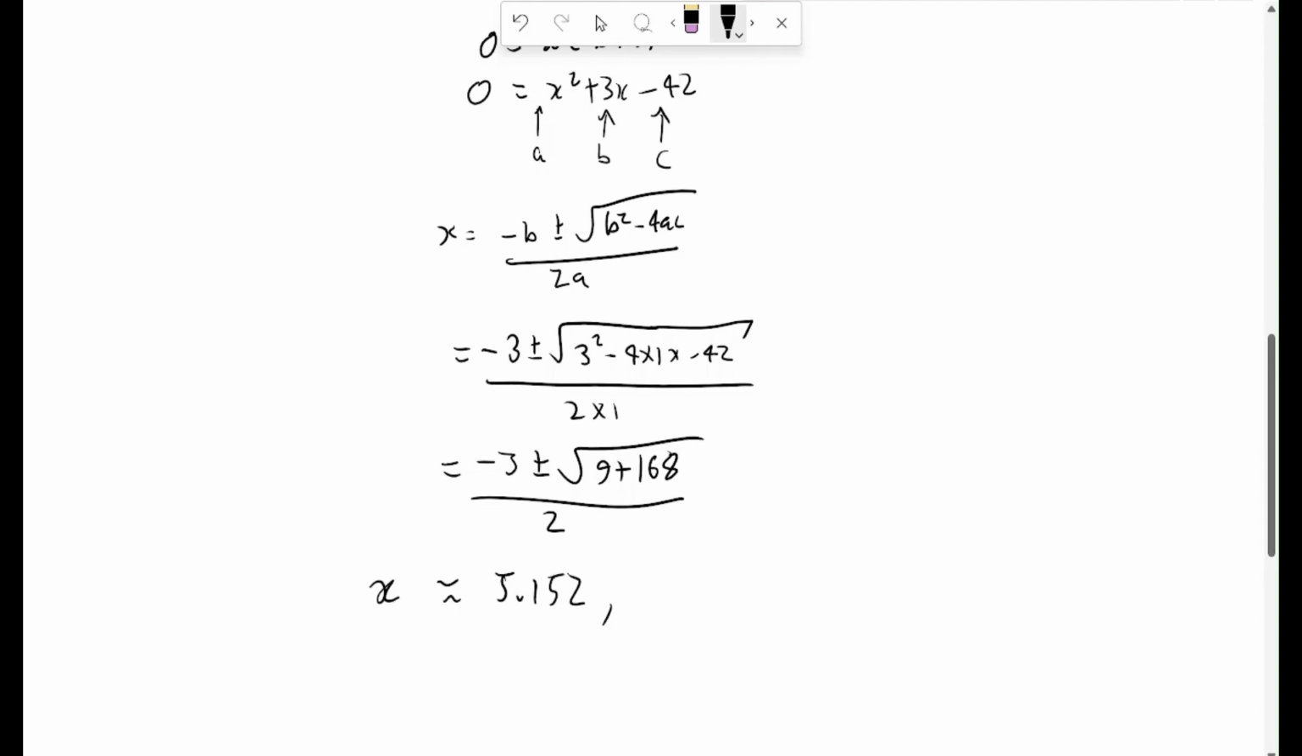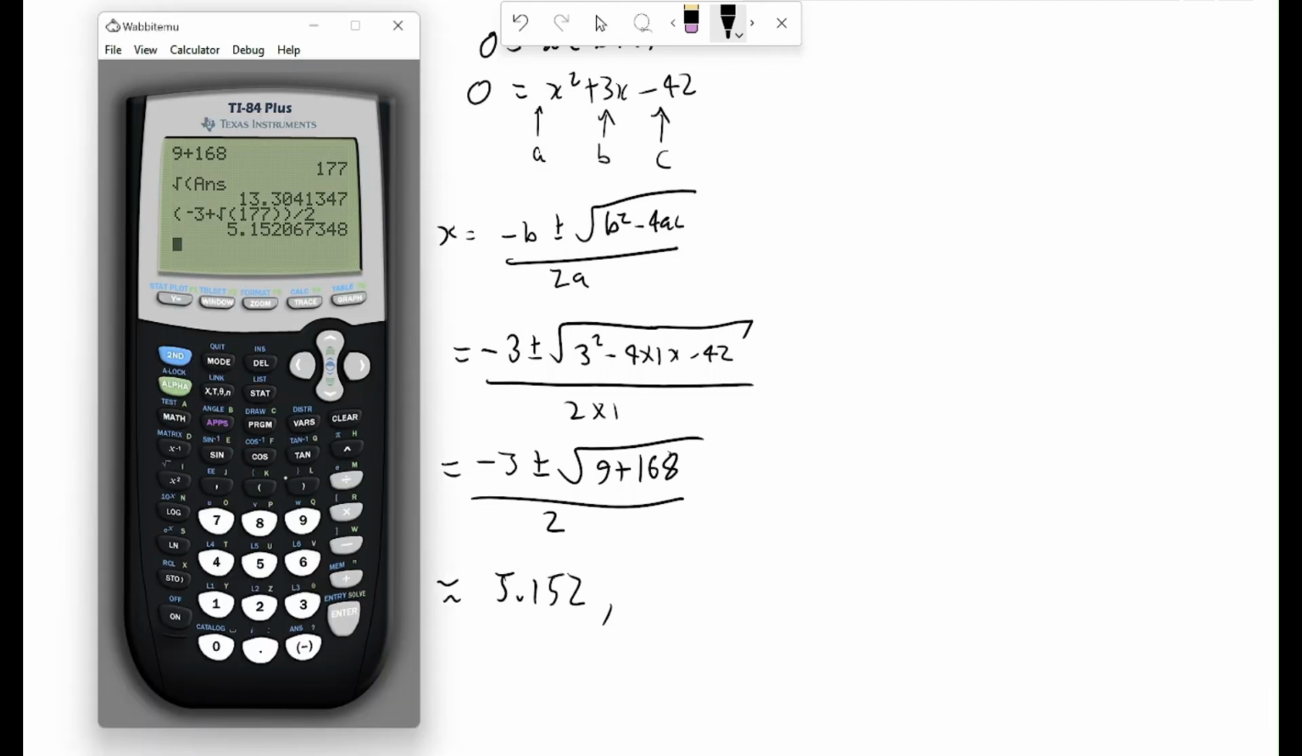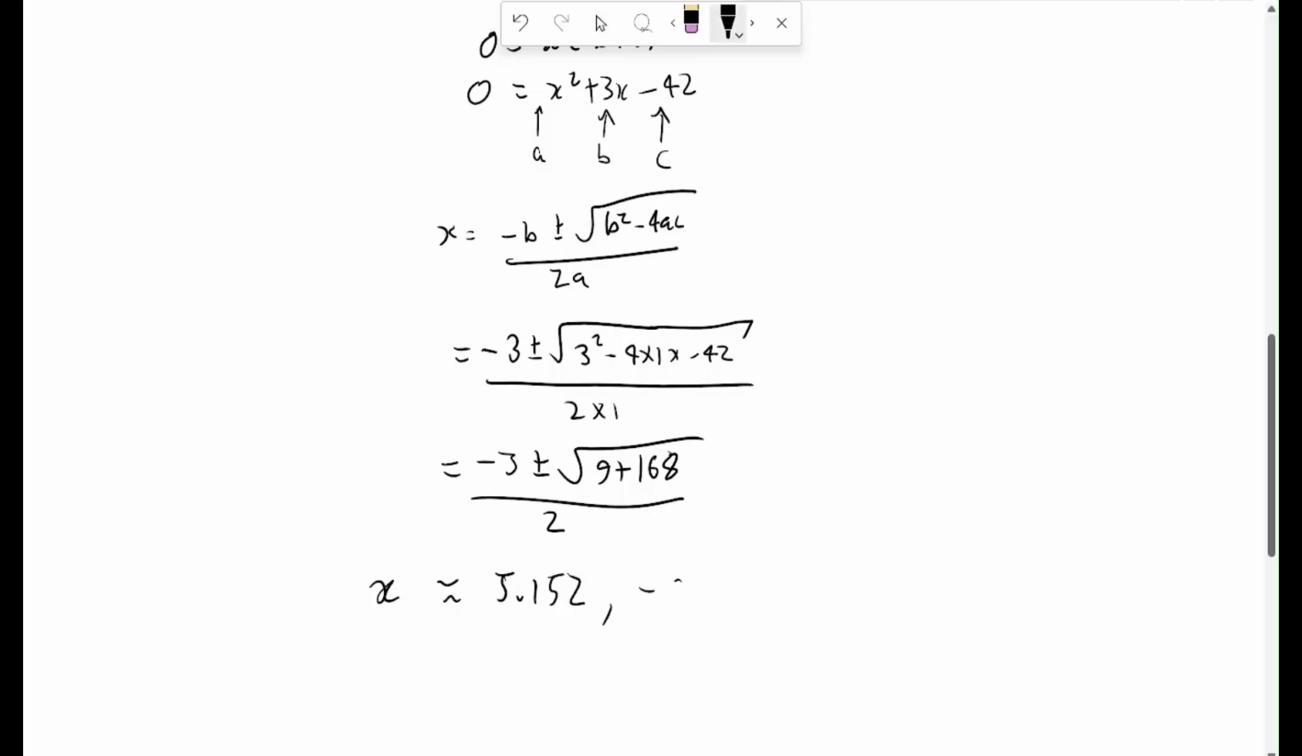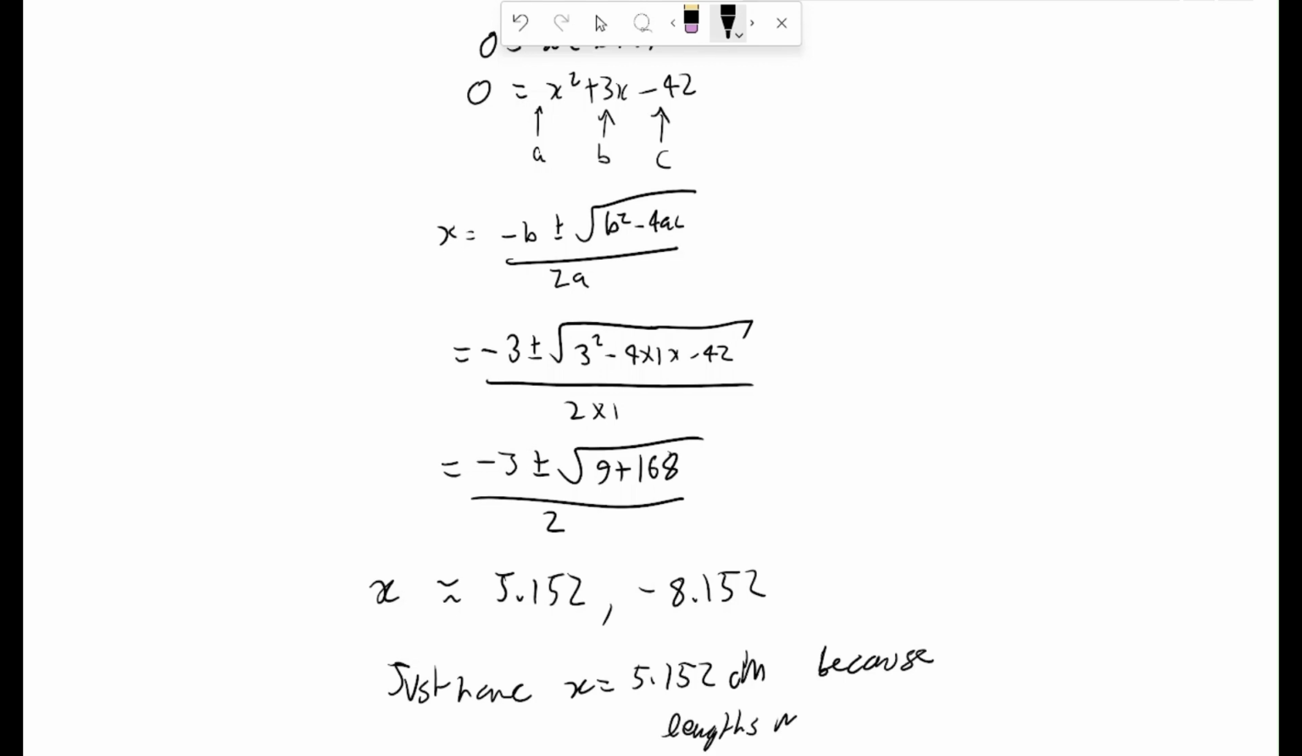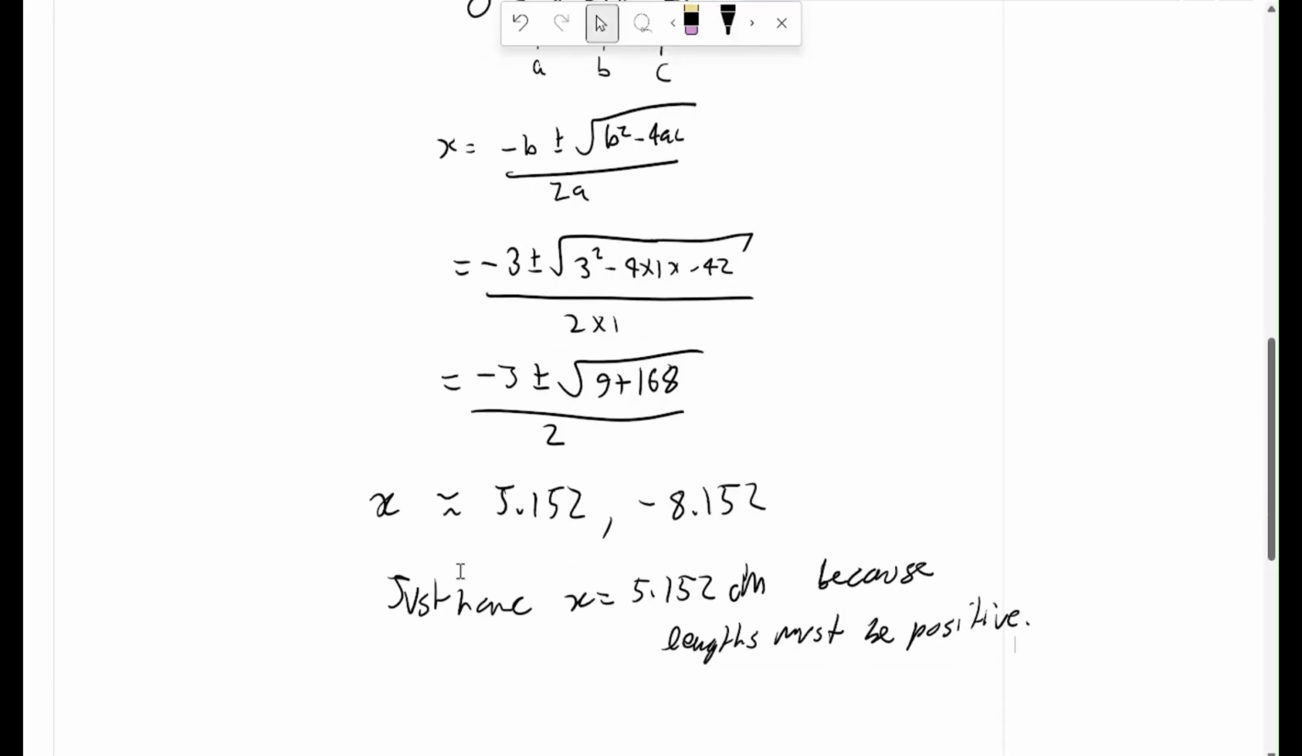So x equals that, or it could equal another thing. You're going to get minus 3 take square root of 177 over 2, and then you're going to get minus 8.152. So we just have x equals 5.152 centimeters because length must be positive. You can't have negative 8.152 because you need a positive length.